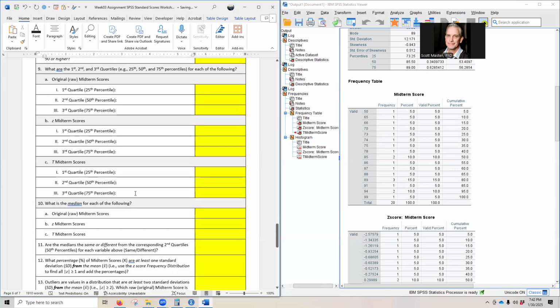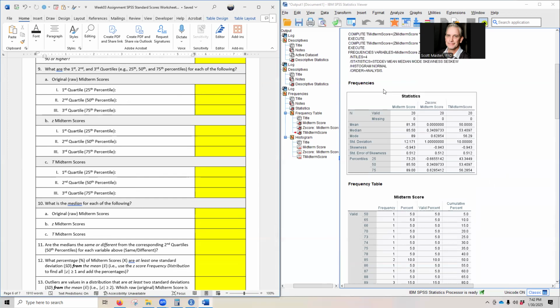All right, what are the first, second, and third quartiles? That is the 25th, 50th, and 75th percentiles for each of the following. Well, let's check it out. So first of all, those are up here in the statistics table. Down here under percentiles, it's 73.25, 85.5, and 89.00 for the raw scores.